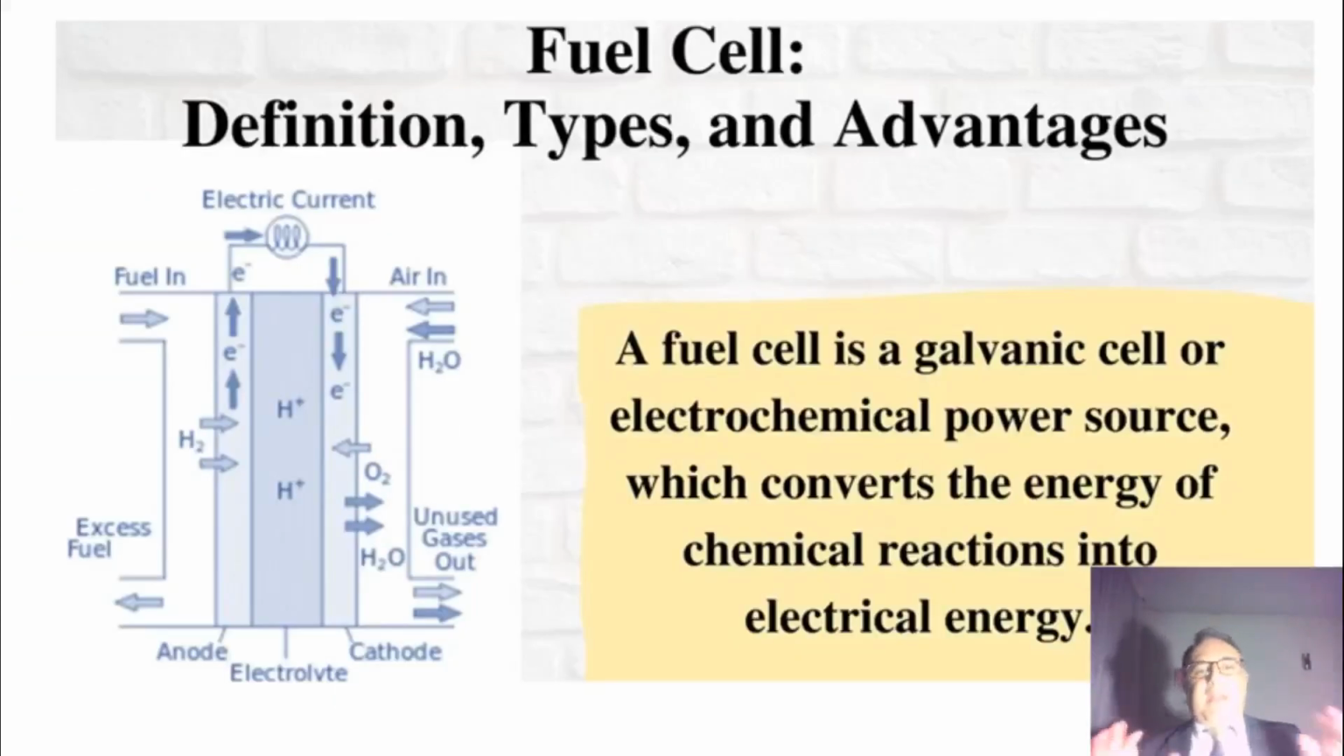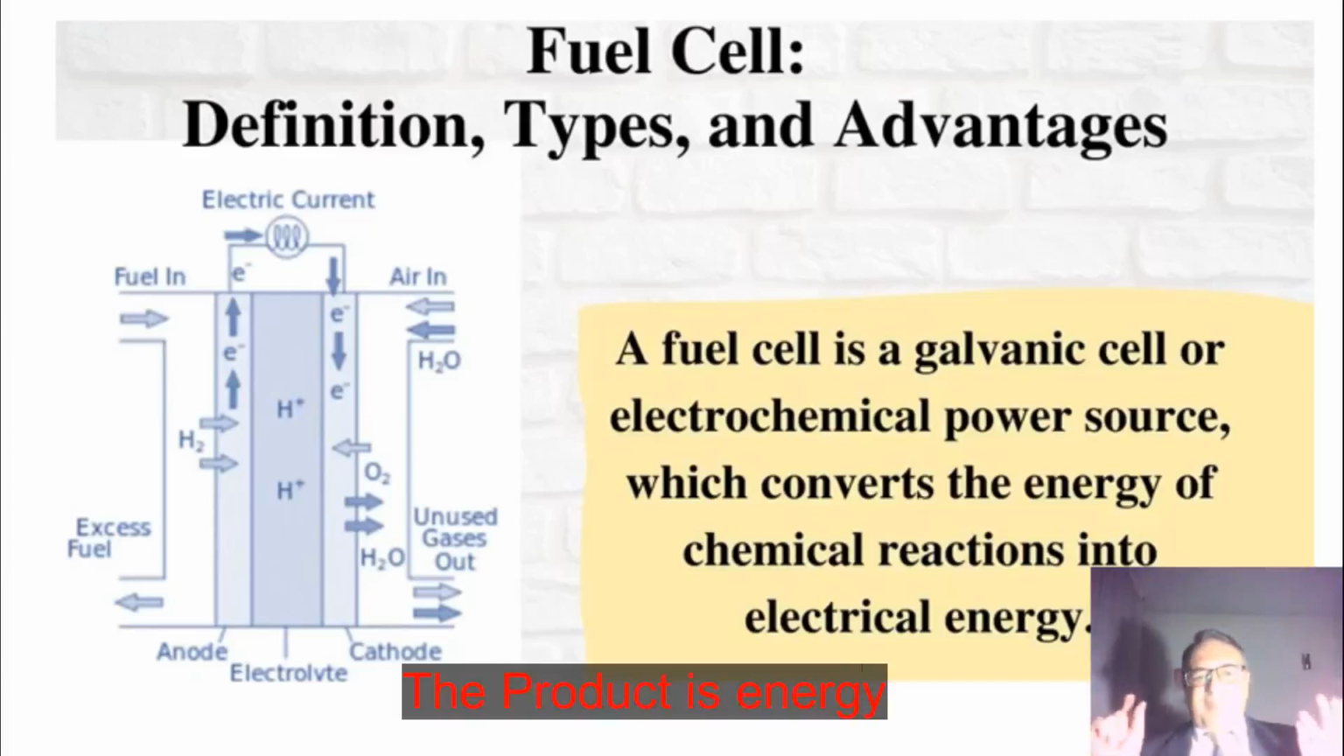Here you will see the definition, types, and advantages of fuel cells. This is very easy and straightforward. You will see how it works: you convert the energy of a chemical reaction into electrical energy. That's very important. The product is energy, and besides it there is water. The interesting part is water: how we can accumulate it, how we can combine it.